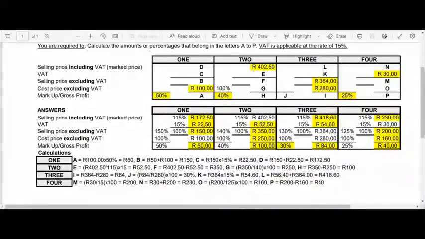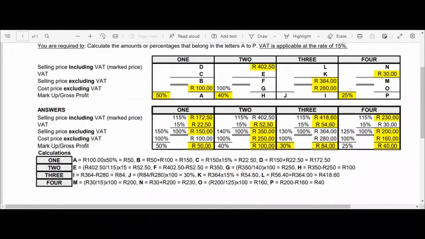So now you'll have to take 15 over 115 multiplied by 402 rands 50. How much do you get if you do that? If you can type it for me, just to make sure our answers are correct. 15 over 115, the angel principle, what we want over what we have, gives 52 rand 50. Exactly, thank you so much.